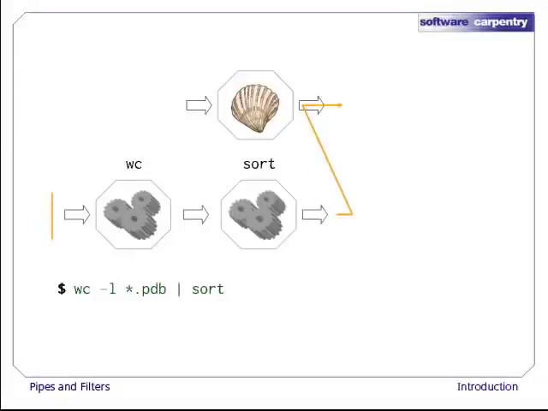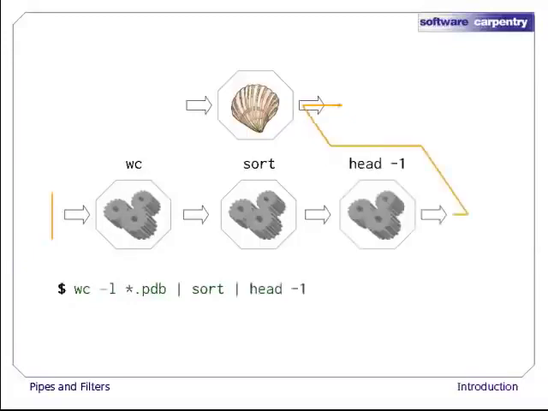Here's what happens when we run wc -l star.pdb | sort instead. The shell creates two processes, one for each component of the pipe, so that wc and sort run simultaneously. The standard output of wc is fed directly to the standard input of sort. Since there's no redirection with >, sort's output goes to the screen. And if we run wc -l star.pdb | sort | head -1, we get the three processes shown here with data flowing from the files through wc to sort and from sort through head to the screen.